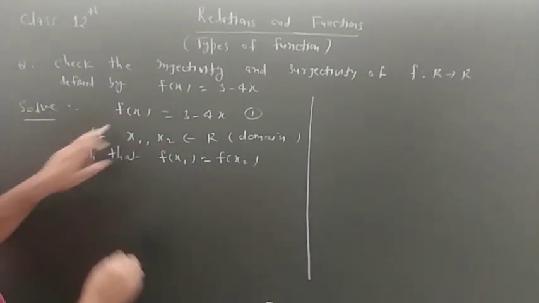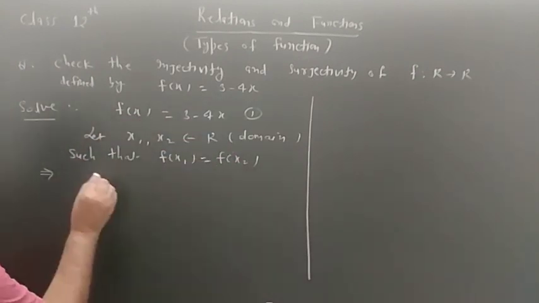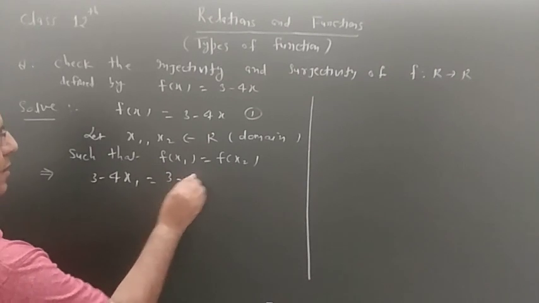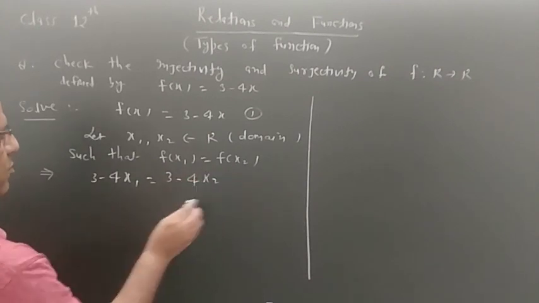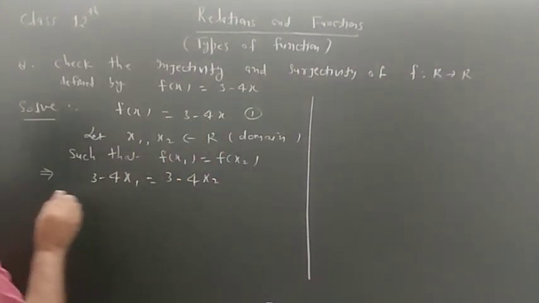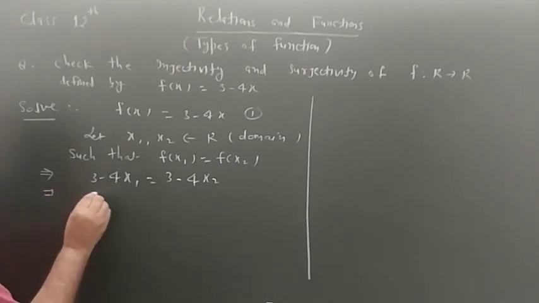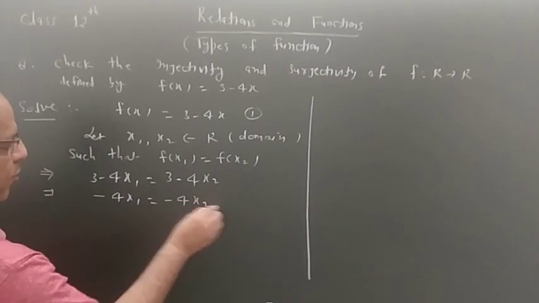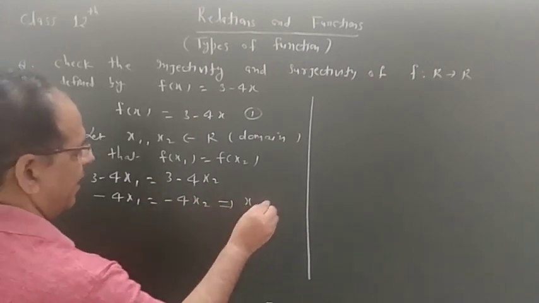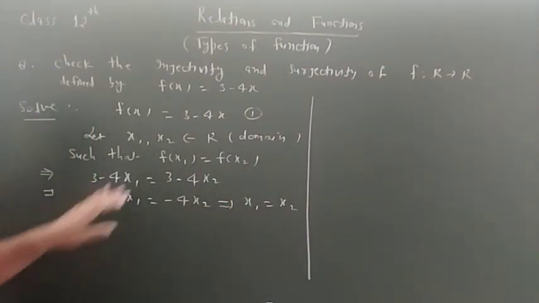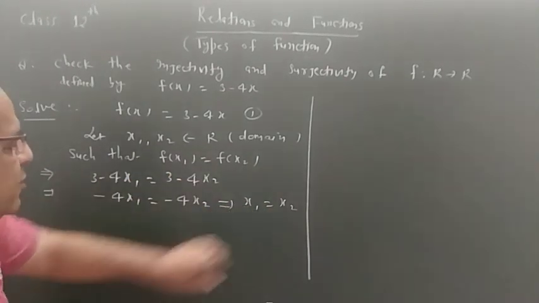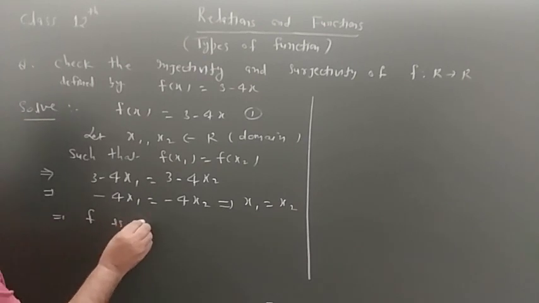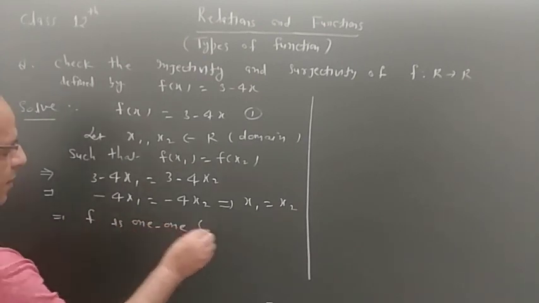According to the equation, 3 - 4x1 = 3 - 4x2, because f(x) = 3 - 4x. This gives us -4x1 = -4x2. This implies that x1 = x2. So f(x1) = f(x2) shows that x1 = x2. This implies that f is one-one, or injective.